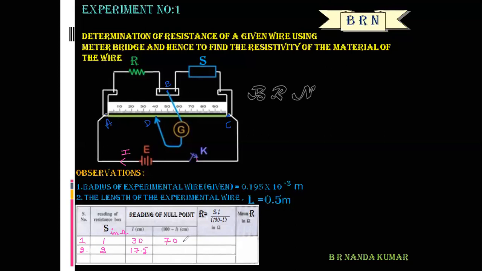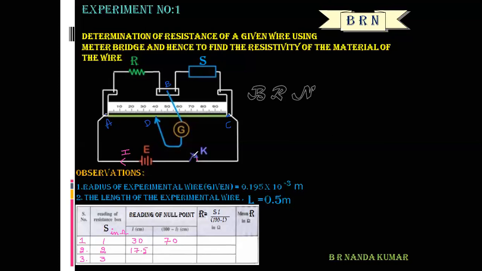17.5 centimeter. Okay. So after that, go to the next trial, trial number 3. So now a suitable resistance again introduced in the standard resistance box. For example, that is 3 ohm. Okay. Next, the procedure is same.